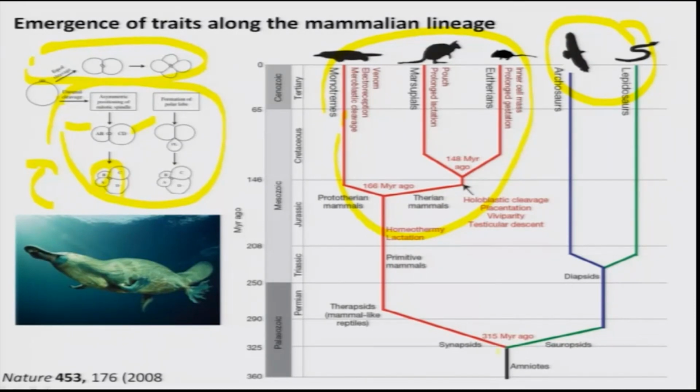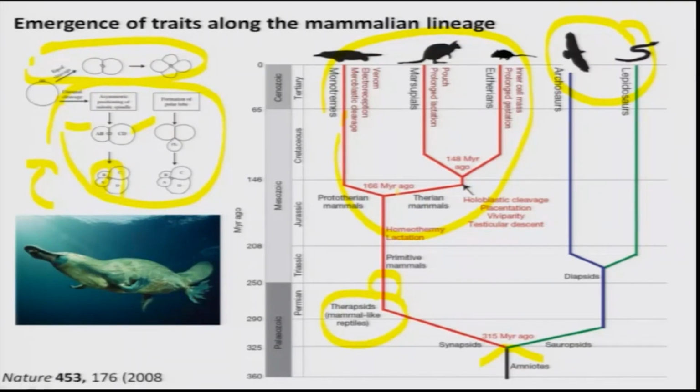We can see here they are separated probably about 315 million years ago, and you have what is called the mammal-like reptiles, right? They are the common ancestors for all the 3 major groups of mammals: monotremes, marsupials, and eutherians, right?